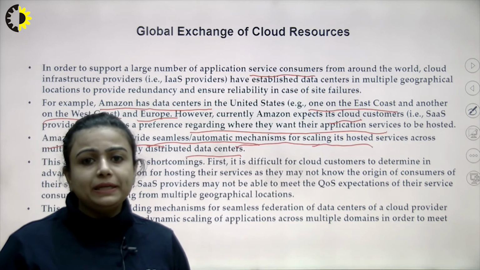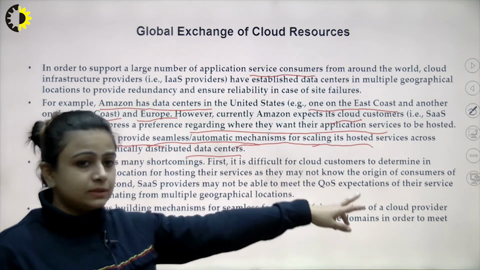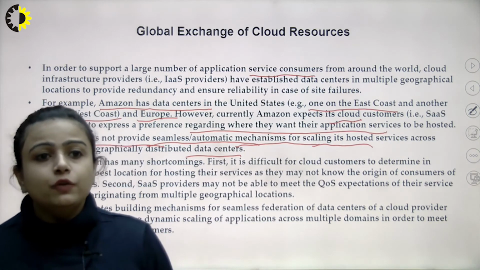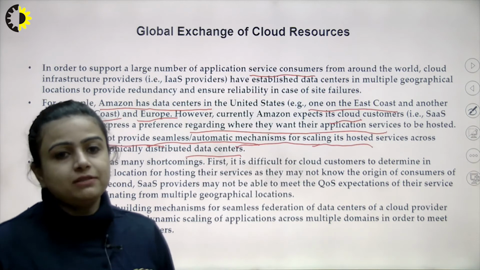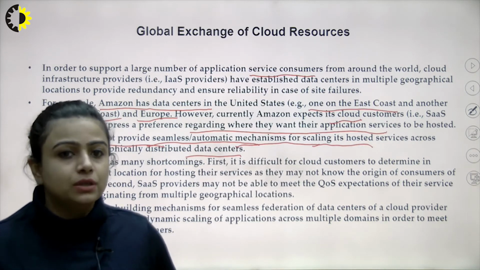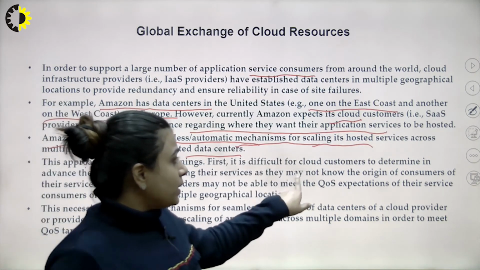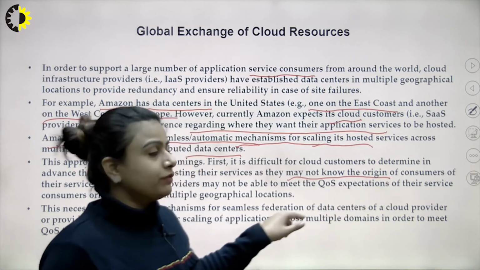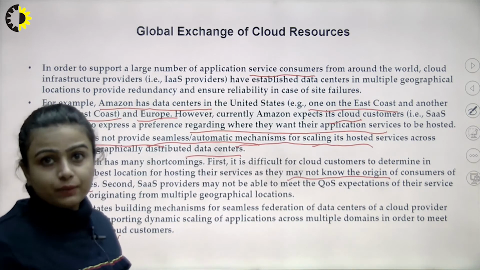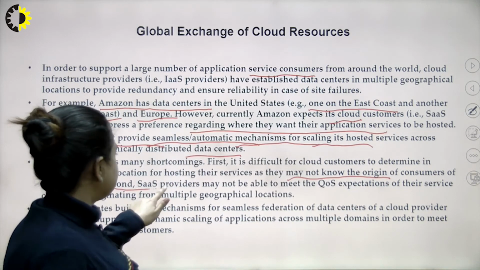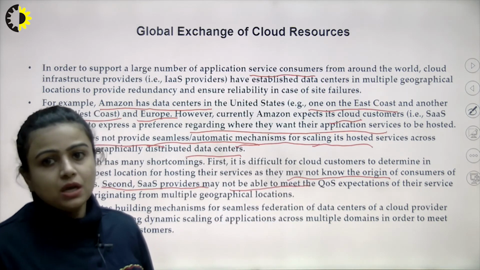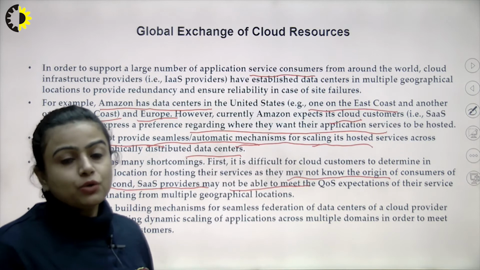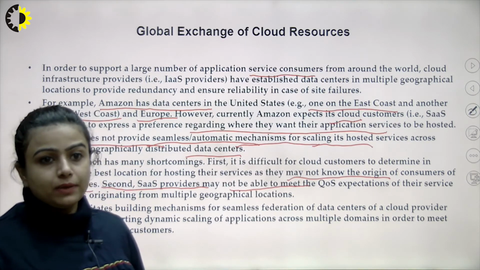Firstly, it could be difficult for those cloud customers to determine in advance the best location for hosting their services. As a customer, I might face a challenge in choosing my particular location, and also they may not know the origin of the consumers of their services. Maybe I do not even know that. And secondly, the SaaS providers may not be able to meet the quality of service expectations of their service consumers originating from multiple geographical locations, right?